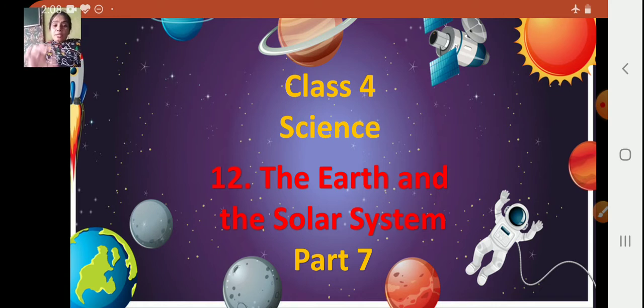So the core is the center of the Earth. It is a huge ball made up of heavy metals, and the core has two layers, the inner core and the outer core. The inner core is solid and the outer core is in a molten state.